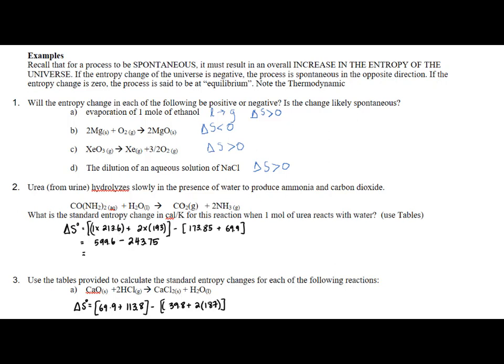So I've got my value for CO2, and then I've got 2 times the NH3 because entropy is an extensive property. If there's 2 moles of NH3, we're going to have more entropy. Then we're going to subtract the values for urea and water. When we're doing these calculations, it's helpful to check our work by looking in advance and seeing whether we predict an increase or a decrease in entropy.